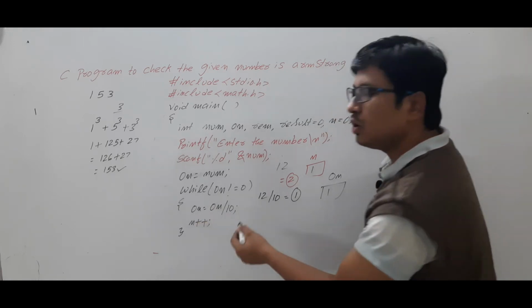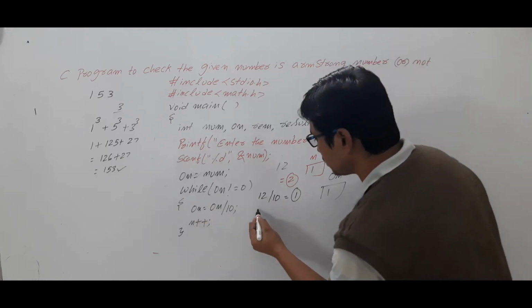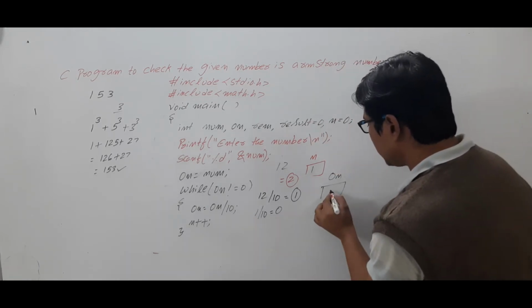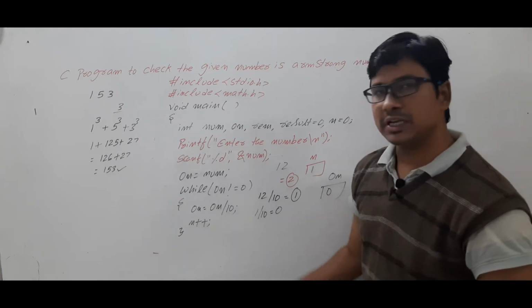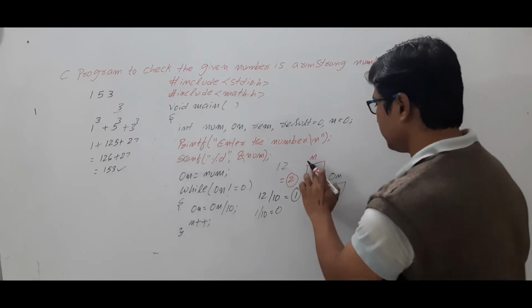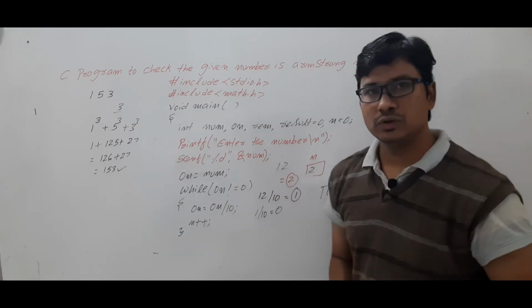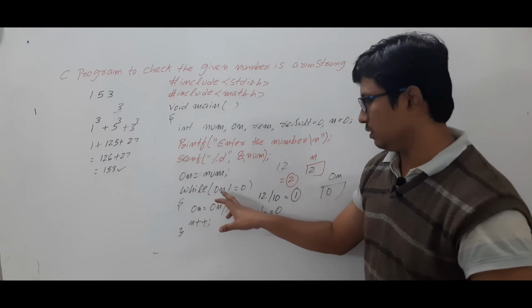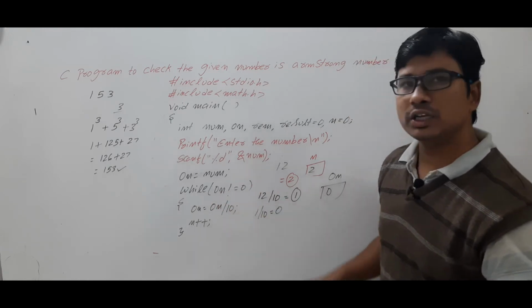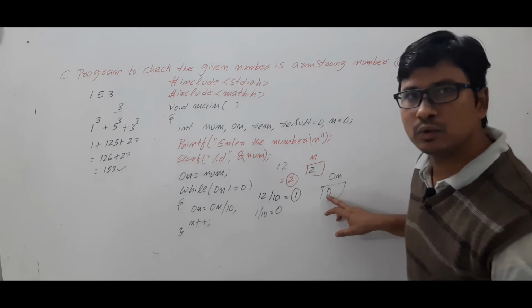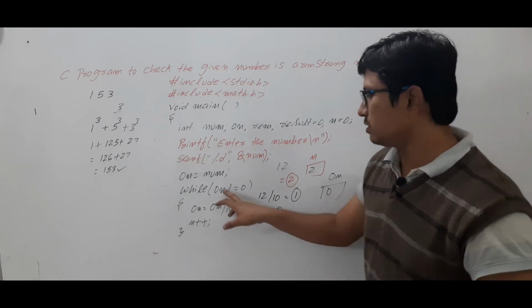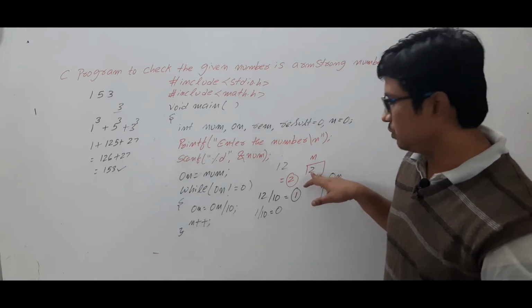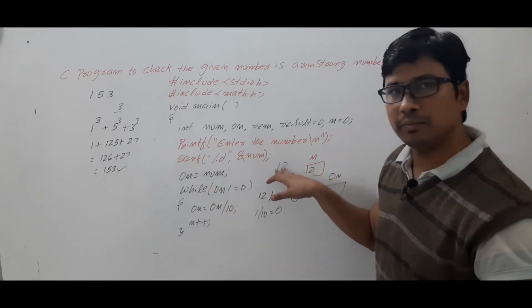What is the first statement? On is equal to on by 10. So 1 by 10 you will get the value 0. So on is currently updated to 0, and n plus plus, so n value will be incremented again, updated to 2. After executing this statement, again you will check the test expression: on not equal to 0. What is the value currently in on? 0. So 0 is equal to 0, this condition has failed. Now once this condition has failed, what is the n value? 2, which is equal to the number of digits in the given number 12.